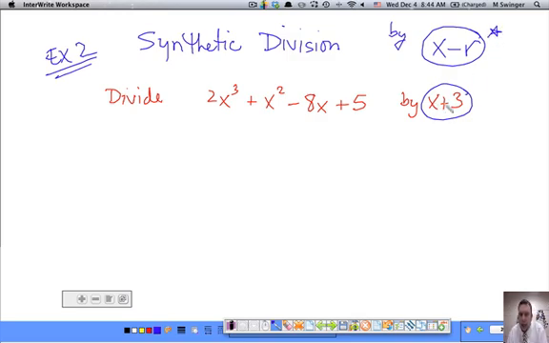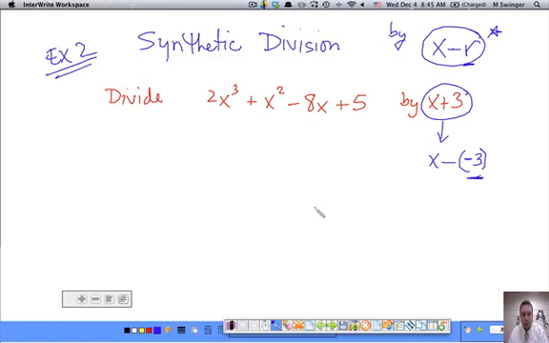Now this doesn't say x minus, does it? It says x plus 3. Here's where people get confused. So what is r in this case right here? Well, let's change x plus 3 to x minus. X plus 3 is the same as x minus negative 3, right? This and this are the same, right? So what is r in this case? X minus r. R is actually negative 3 in this case right here. So pay attention to that, because this is where people miss these questions.